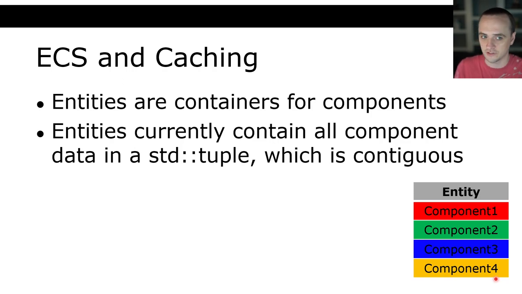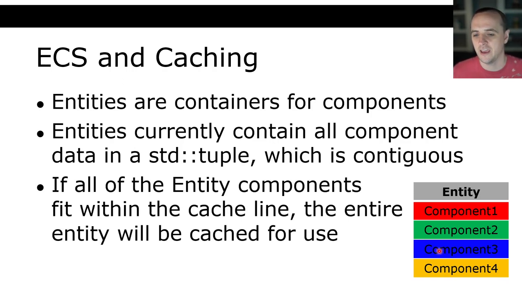That's good. So if all of our entity components fit within the cache line, then the entire entity will be cached for us. That means that whenever we go to look up an entity, the whole entity is in the cache. So we've got the transform component, the lifespan, all of that is really good. If I take one entity and I want to do something to its position, something with its bounding box, something with its health, and then its lifespan, all of that stuff is in cache for me.